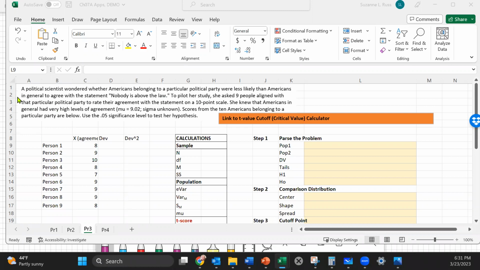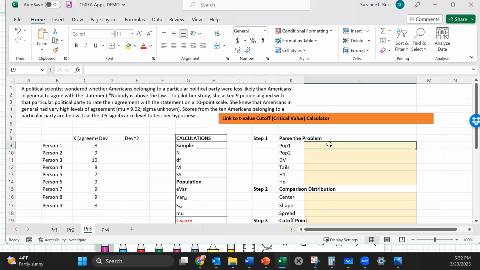on a 10-point scale. She knew that Americans in general had very high levels of agreement, mu equals 9.02, sigma unknown. Scores from the 10 Americans belonging to the party are below. Use the 0.05 significance level to test her hypothesis.